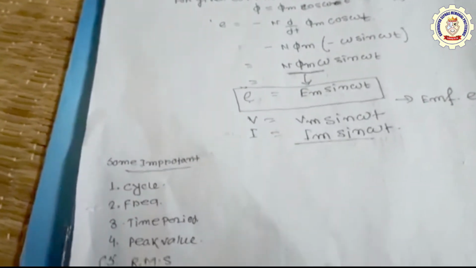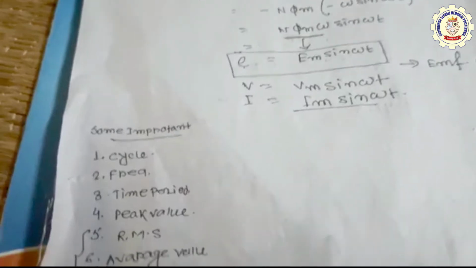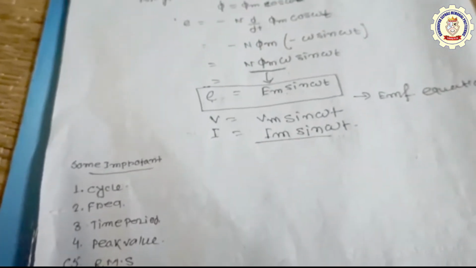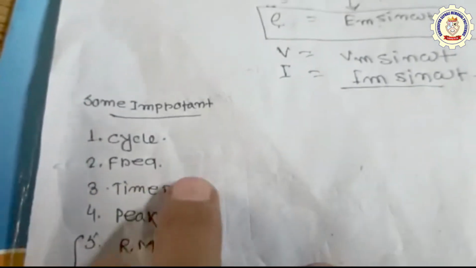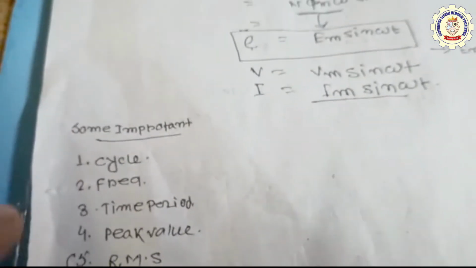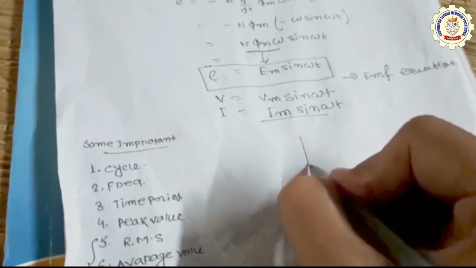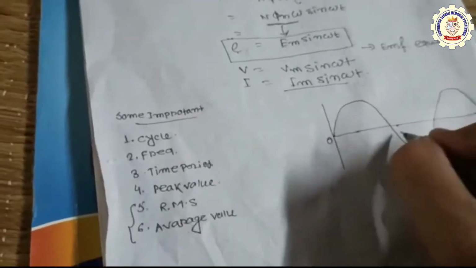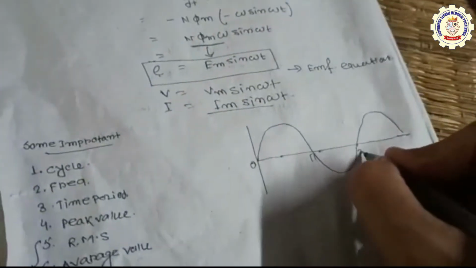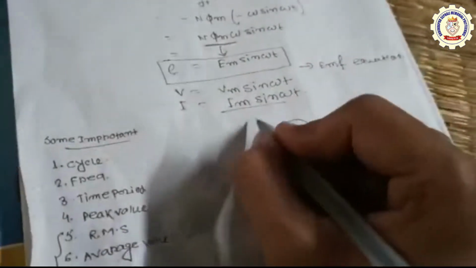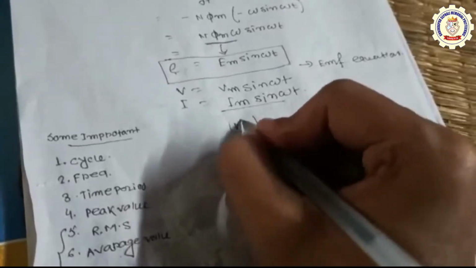Okay, now we come to some important discussion. We have another discussion and some important parameters, that is what is cycle, what is frequency, what is time period, what is peak value and RMS value and average value. Okay, so at first we draw a curve, AC curve, 0, π, 2π, 3π. It is the t and it is the V, amplitude portion.